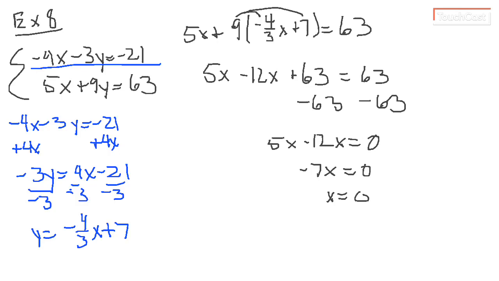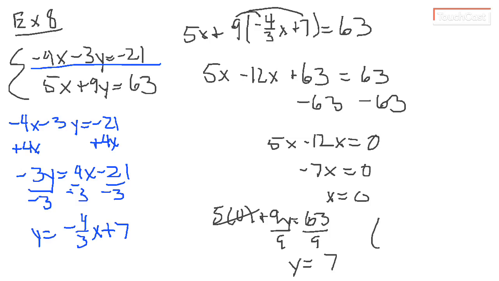We're going to plug it into either. It does not matter which of the two original equations. I'm going to go with the second. You can go with the first. So if I go 5 times 0 plus 9y equals 63, we're just trying to figure out y now. 5 times 0 is 0, it's gone. So 9 times y is 63. If we divide by 9, we're going to find that y is equal to 7. So our ordered pair is going to be at the point 0, 7.